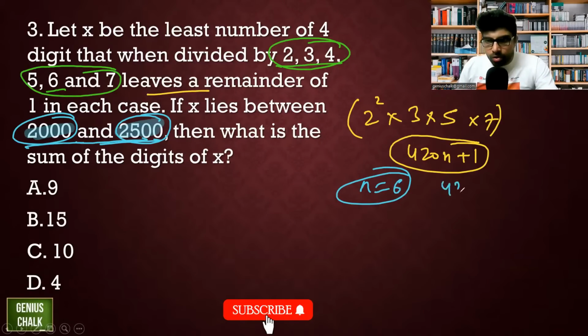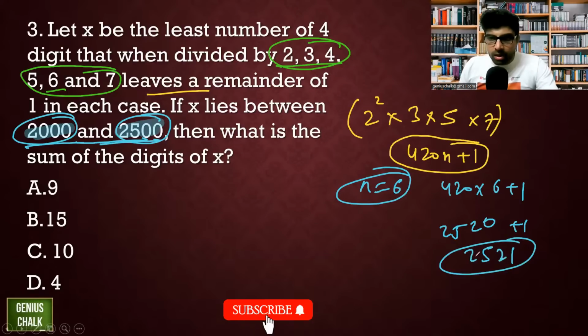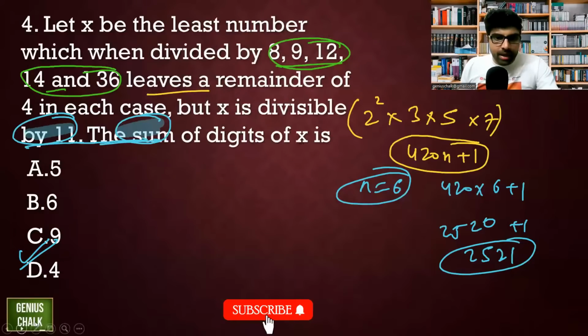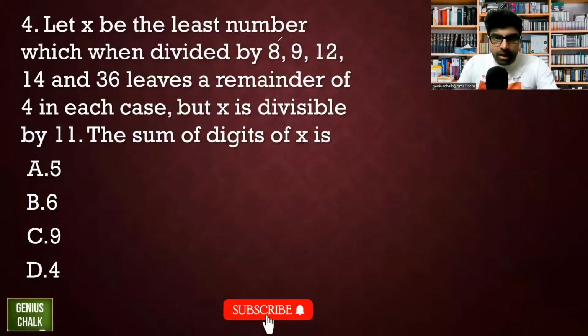So it has to be 420 into 6 plus 1. That is 2520 plus 1. That is 2521. But that is 7 plus 2, 9 plus 1, 10. So the answer is 10. Option C. Right? Next one. Leaves the remainder of 4, and the numbers are 8, 9, 12, 14 and 36.